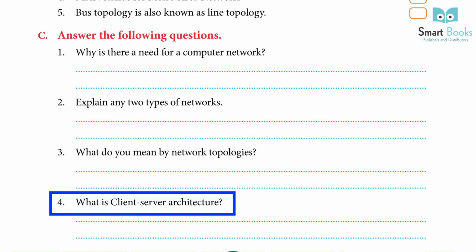4. What is client-server architecture? Answer: in client-server network, several computers called clients are connected to the main computer called the server. A computer that serves clients and manages access to hardware, software, and other resources is known as a server. The computers that ask the server for services like data retrieval, storage, etc. are known as clients.